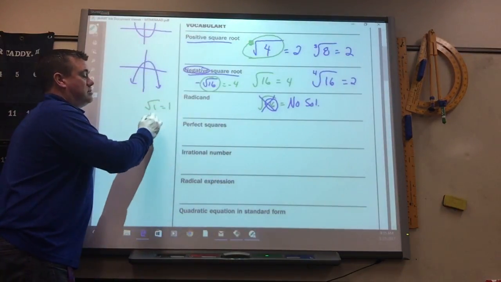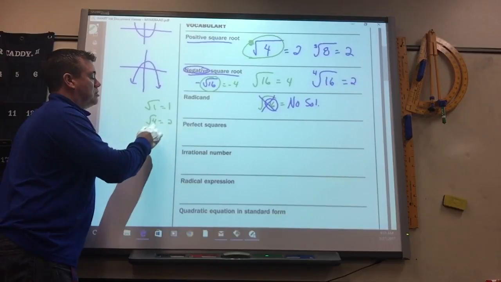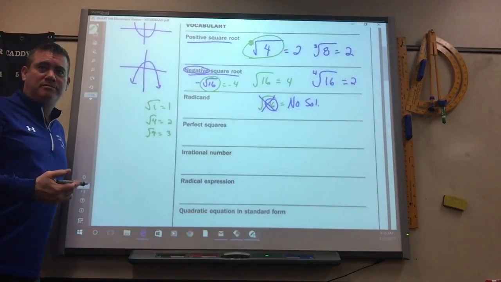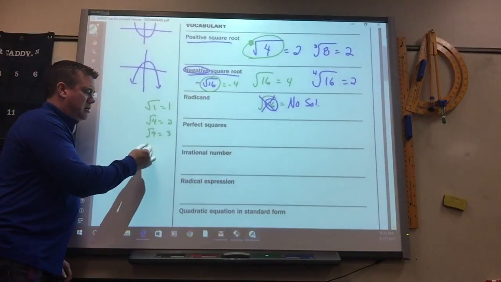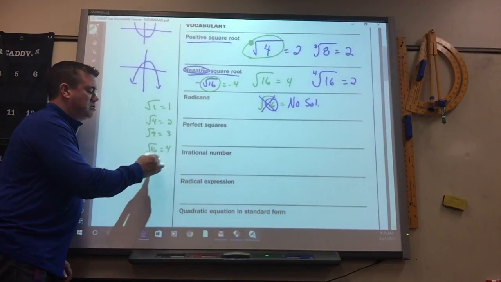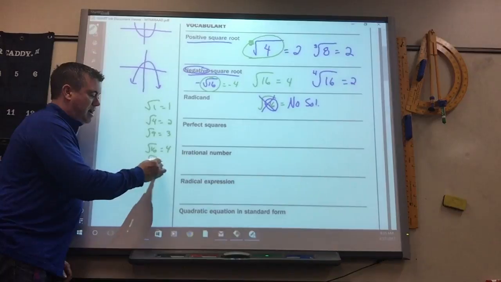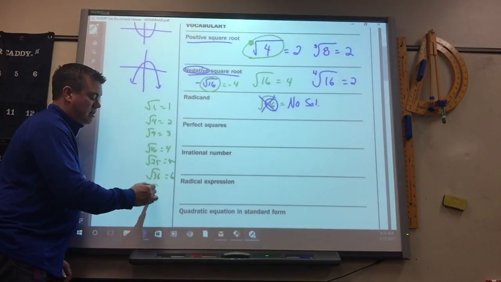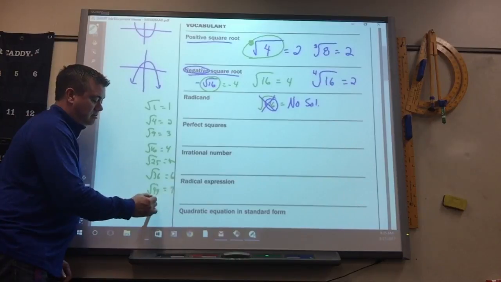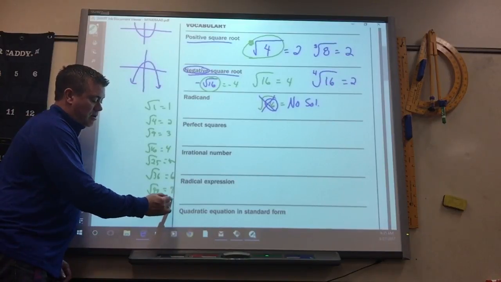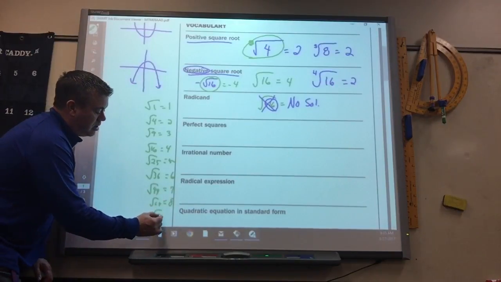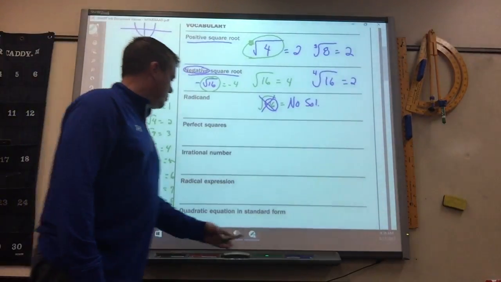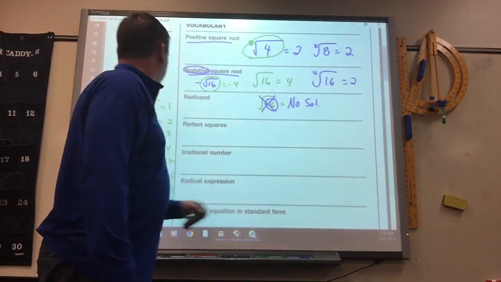Square root of 1 is 1. Square root of 4 is 2. Square root of 9 is 3. You guys know how to figure out the perfect squares, right? What's the next perfect square? 16, 25, 36, 49, 64, 81, and 100. Okay?